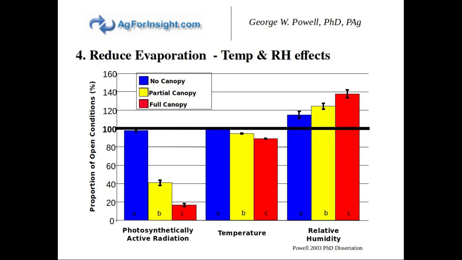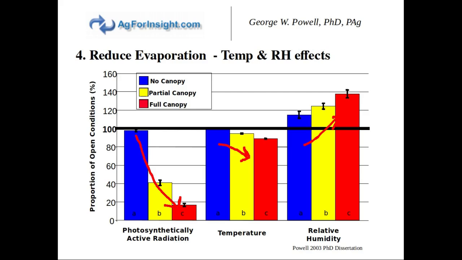So photosynthetically active radiation is the amount of sunlight that's actually used by the plants for photosynthesis. That's the light that is actually used for growth. And you can see from no canopy to a full canopy, you get an exponential decline in the amount of light that's reaching the crop surface. But we also see a depression in temperatures and an elevation in relative humidity.